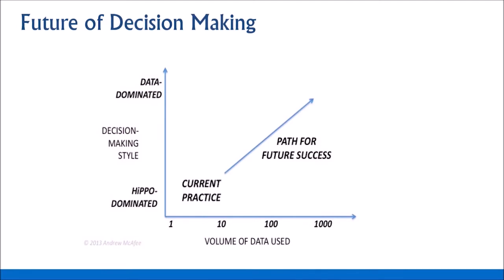Now this graph shows what decision making should be in the future. From the current practice of hippo-dominated decision making, the path for future success will depend on a data-dominated decision making style, which implies that we need to increase the use of data analytics to support decision making.